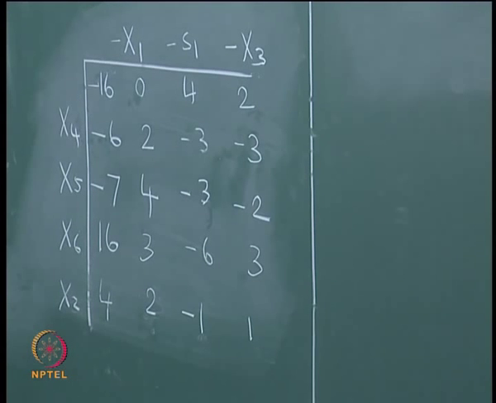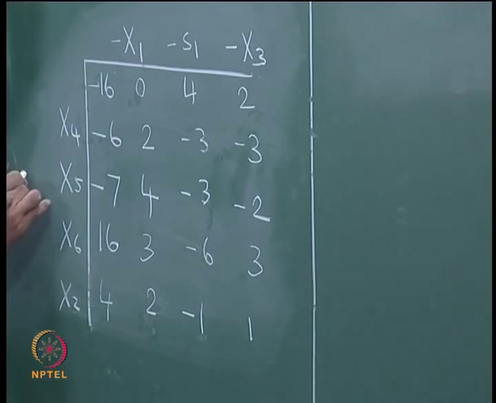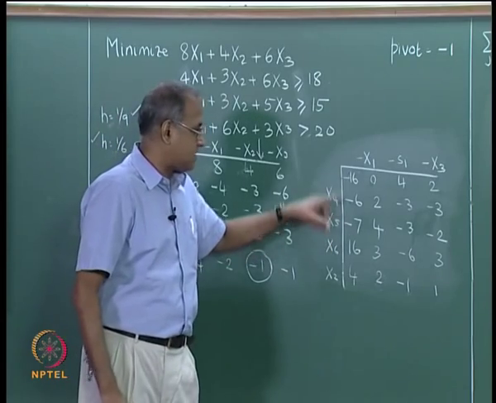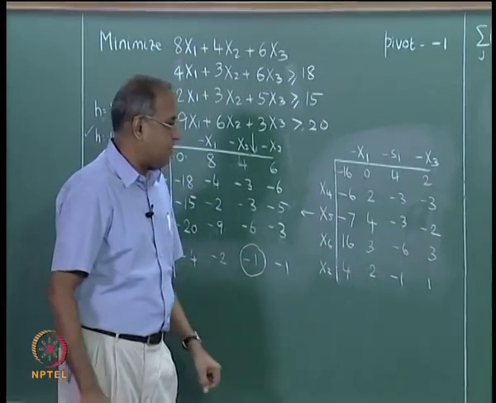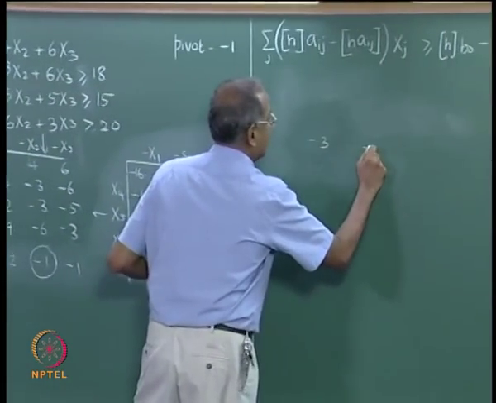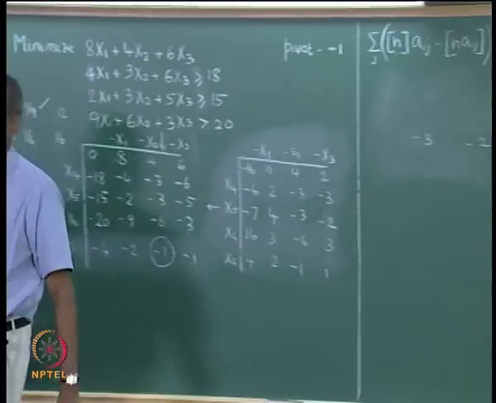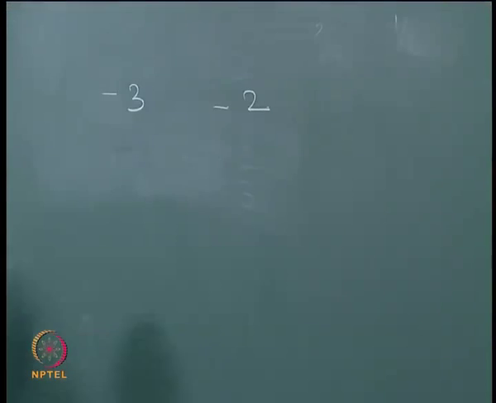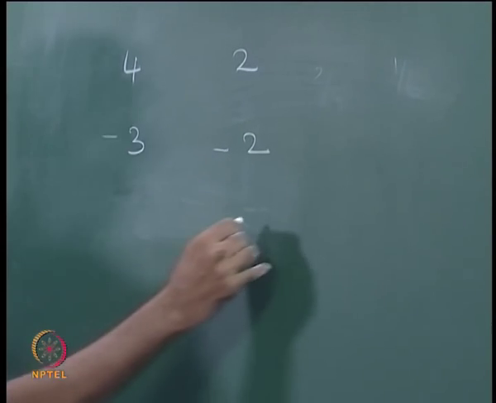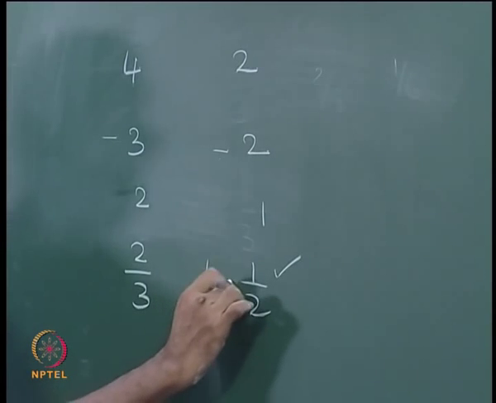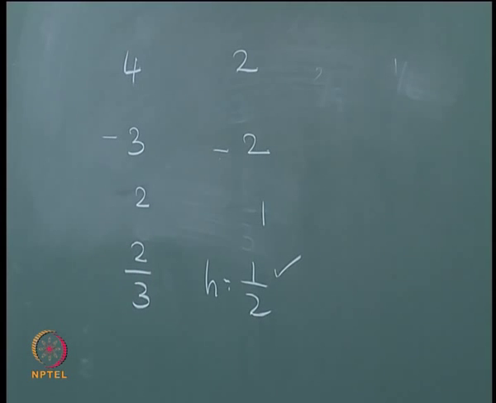Now, if we want to proceed from this table, we once again take the most negative one, which happens to be here. Of course, minus 7 is the most negative of the numbers, but then when we do this, we are having only two negative numbers, which are minus 3 and minus 2. We leave this out because there is a positive number here, and because we leave this out, we also leave out this 0. So, we take only this 4 and 2. So, the lower integer values will become 1 and 2. So, you have 2 by 3, 1 by 2. So, h is equal to 1 by 2 we will use to generate the next cut.